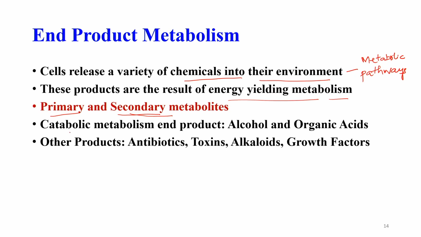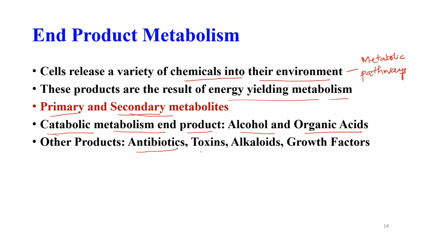One more thing, this catabolic metabolism in product. So, it says particularly alcohol and organic acids are the result of catabolic mechanism. It means there will be a breakdown and these products will be synthesized. In addition, a few common end products I have listed here: antibiotics, alkaloids, toxins and growth factors.